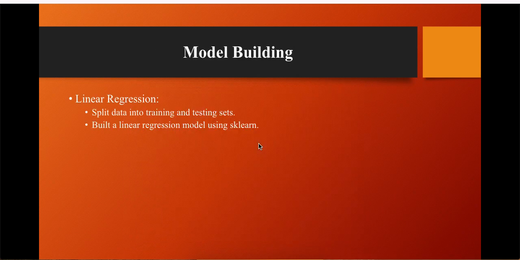Next slide is model building. Using the sklearn library, we built a linear regression model to predict sales based on advertising expenditures. The dataset was split into training and testing sets to train and evaluate the model. We used the training data to fit the linear regression model, enabling it to learn the underlying patterns in the data.